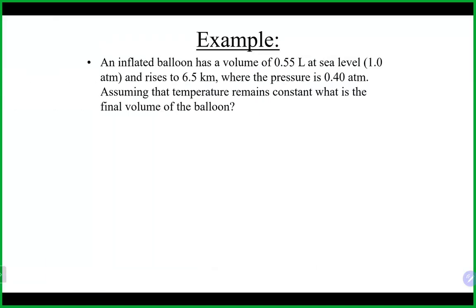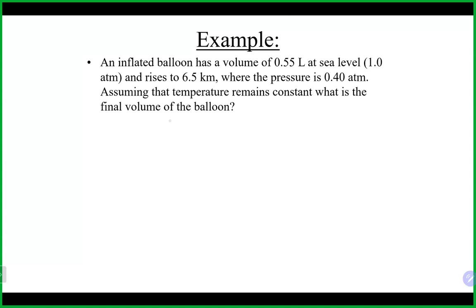So why don't you try one here? You take an inflated balloon, has a volume of 0.55 liters at sea level, which is 1 atmosphere, rises to 6.5 kilometers where the pressure is 0.4 atmospheres. Assuming that the temperature remains constant, you do that, it will point you in the direction of the correct formula you should use. Although we've only learned one at this point, we're going to learn a bunch, obviously, as we go through this chapter. But that oftentimes will point you in the right direction.